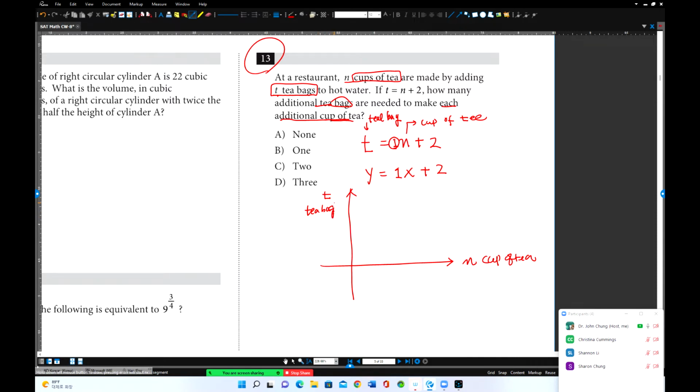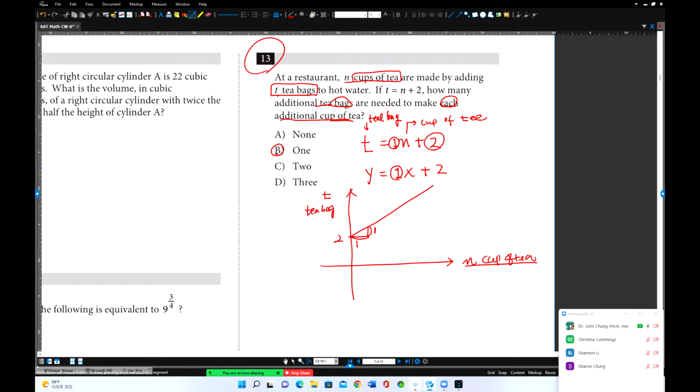So initially 2, from here 2, it's gonna be linear. Additional 1 over here, 1 cup of tea increased. That is why it increased. How many increased over here? That's a slope. Slope is 1, right? 1 tea bag increased. So that is a 1 tea bag increase. So choice B is the answer.